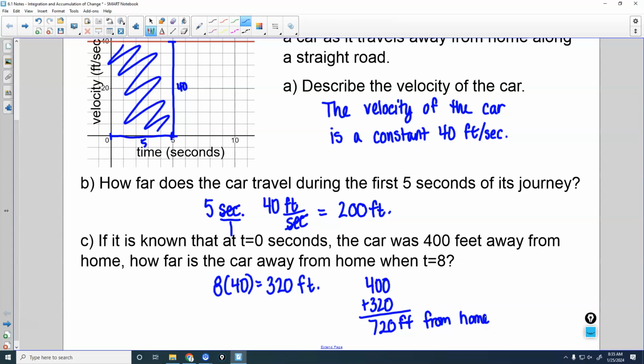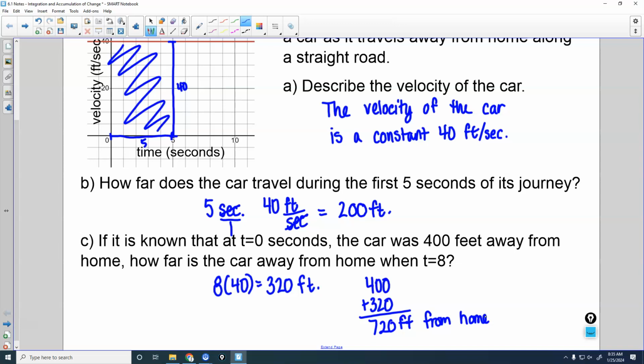Since our velocity is positive, then that distance should be increasing, right? If we had a negative velocity, if this is below the x-axis, then we would need to subtract. But since our velocity is positive, it would be further away. Good question.